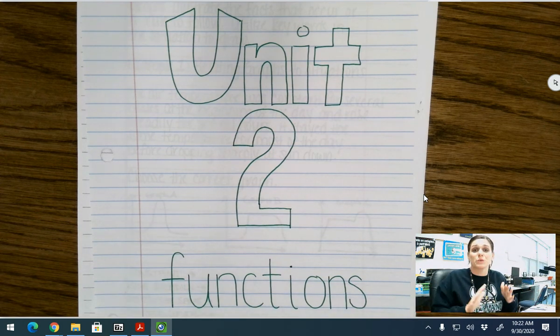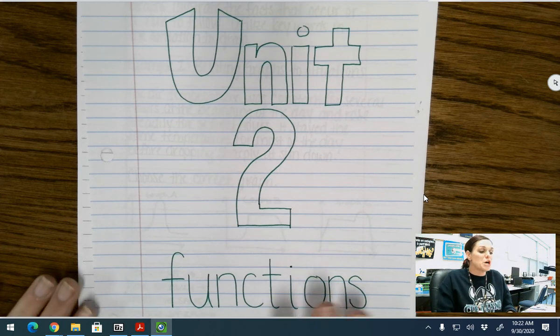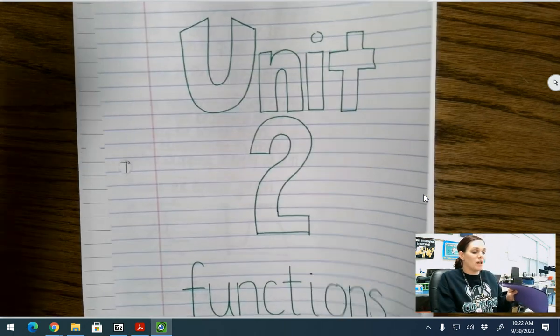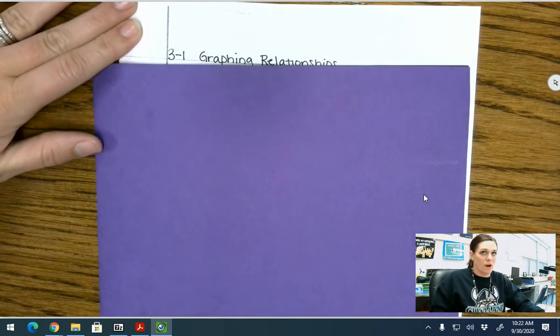I know it's going to sound really weird, but we're going to go with that. All right, so this is where you kind of do that divider page. It's going to say Unit 2 functions. So because you skipped 8th grade math, we have to talk about what functions actually are. So this module, this unit is going to be newer to you, but understand you've been doing this topic all along. All right, so we are going to start off in our realm of graphing relationships.